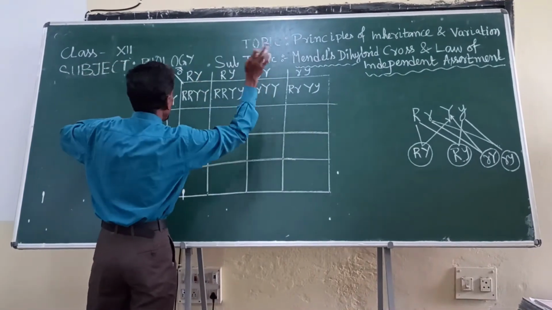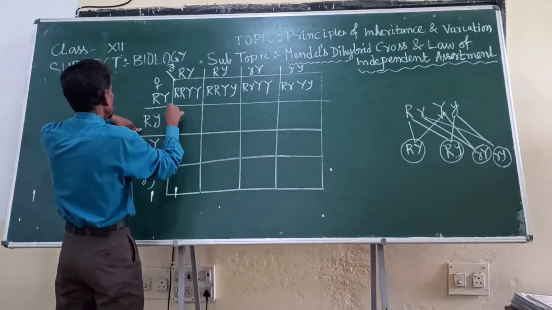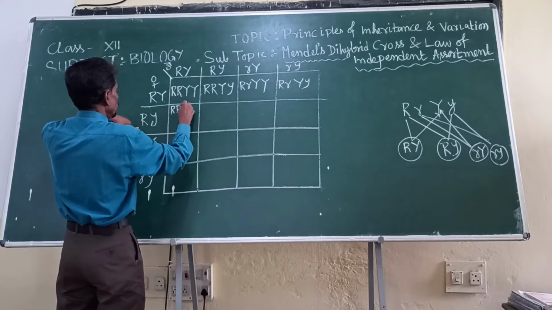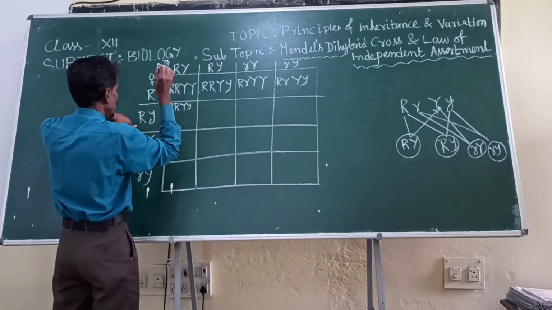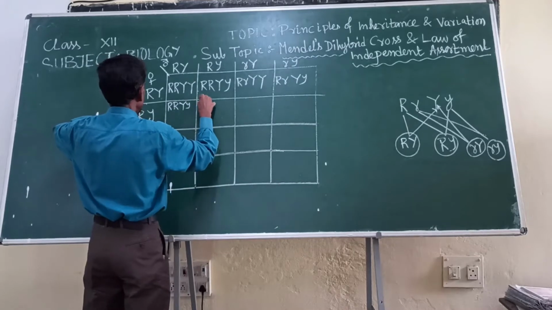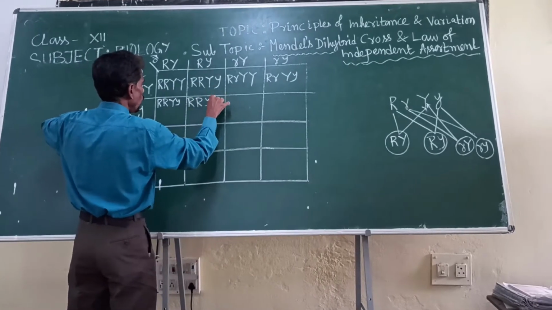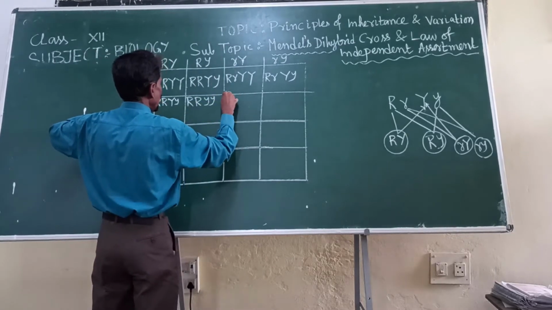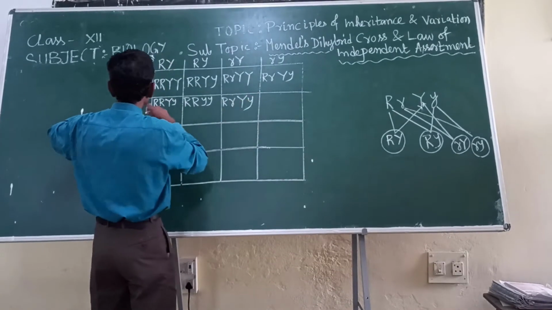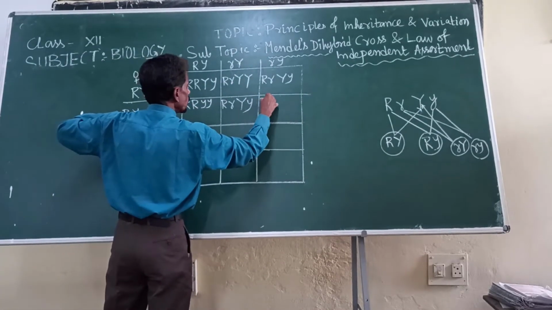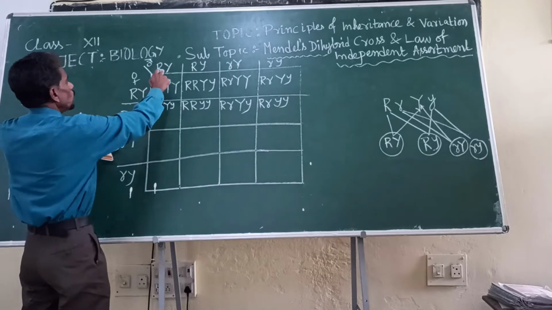Likewise, this gamete when fertilizing these four different types of gamete, let me write the genotype of the progeny. Capital R with this, capital R, capital Y, small y. Capital Y, small y. Then this with this, capital R, capital R, small y. This with this, capital R, small r, capital Y, small y. This with this, capital R, small r, small y. Then this with all the four.